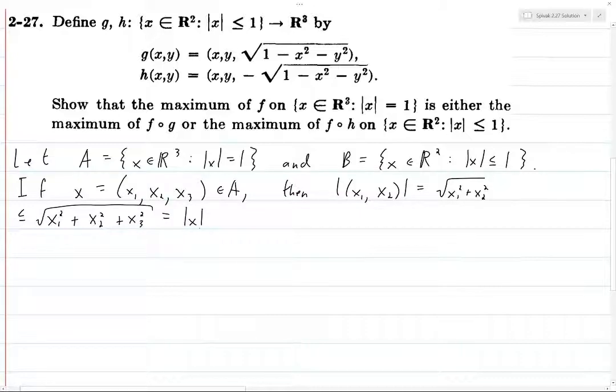So if x is in A, then because x is in A, the norm of x is 1. So all that we're saying here is that the norm of the vector x1 comma x2 is less than or equal to 1, meaning that x1 comma x2 is a point in B. So x1, x2 is in B.